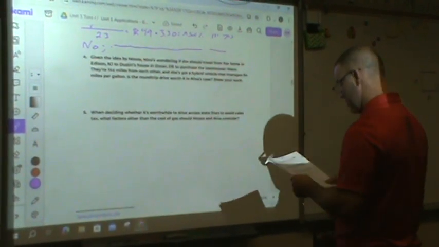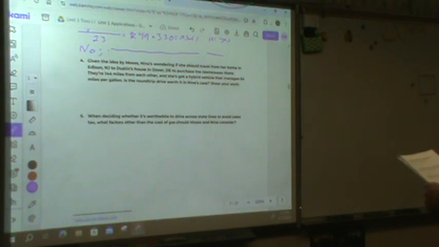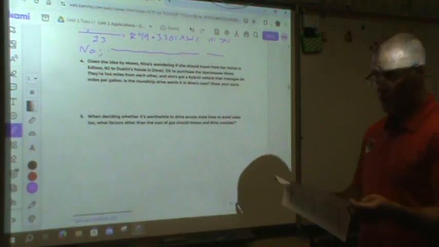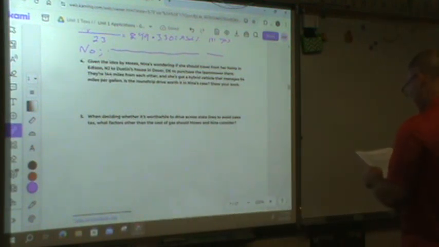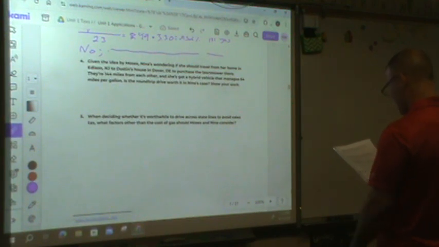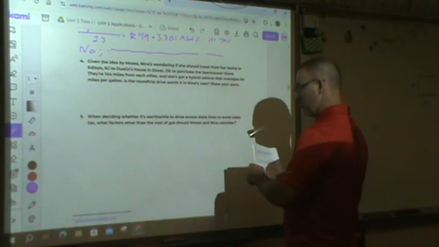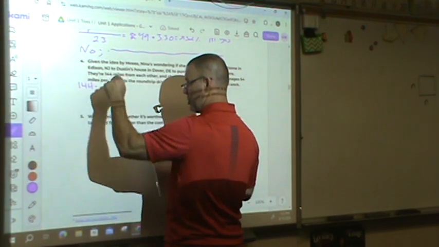Again, make sure you write it in a complete sentence. Given the idea by Moses, Nina is wondering if she should travel from her home in Edison, New Jersey to Dustin's house in Dover, Delaware. And if you're not familiar with a little geography, New Jersey and Delaware are a little closer together than Kansas City and Delaware. So what are we going to do here? Okay, they are 144 miles from each other. Well, just like the previous, we have 144 miles. She's going to have to do that going there, and she's going to have to do that coming back.